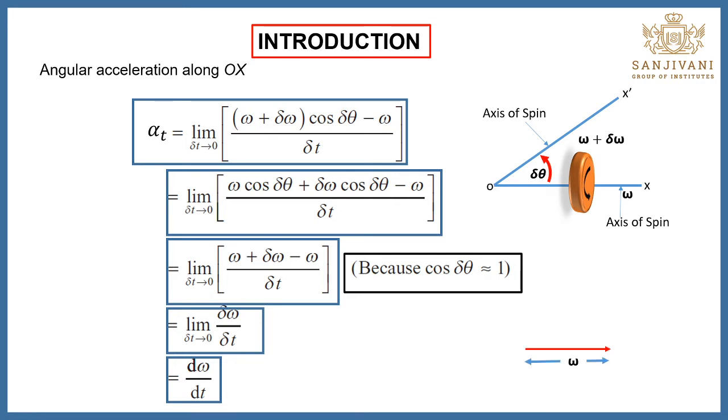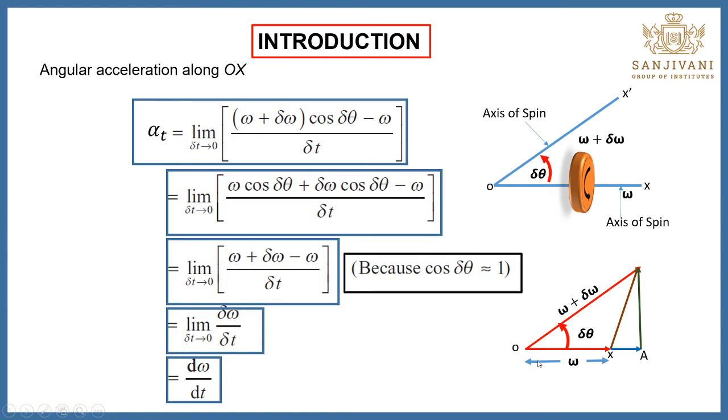Now, this is the omega, which is the axis of spinning. This is the axis of precession. Now we'll just join these two vectors. These are the velocity vectors, omega and omega plus delta omega. Now consider this OXA and this is XA.